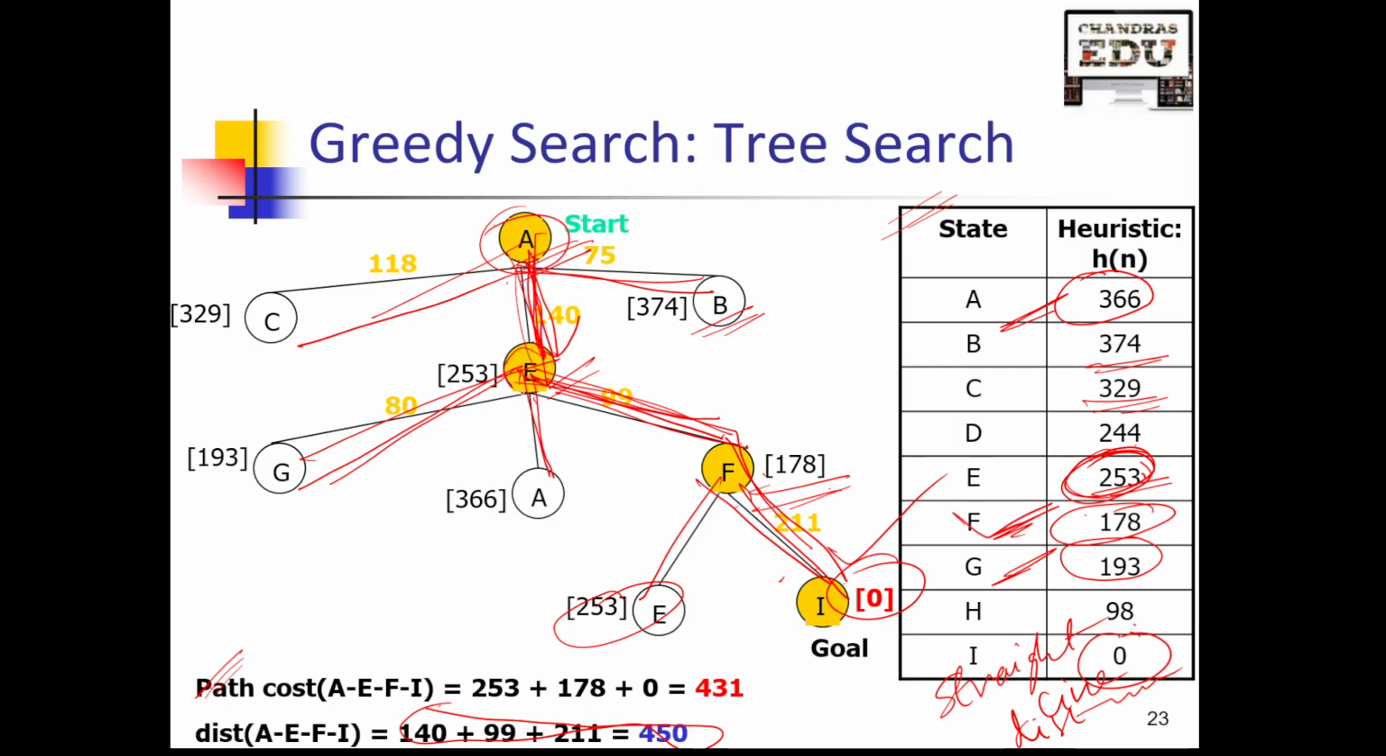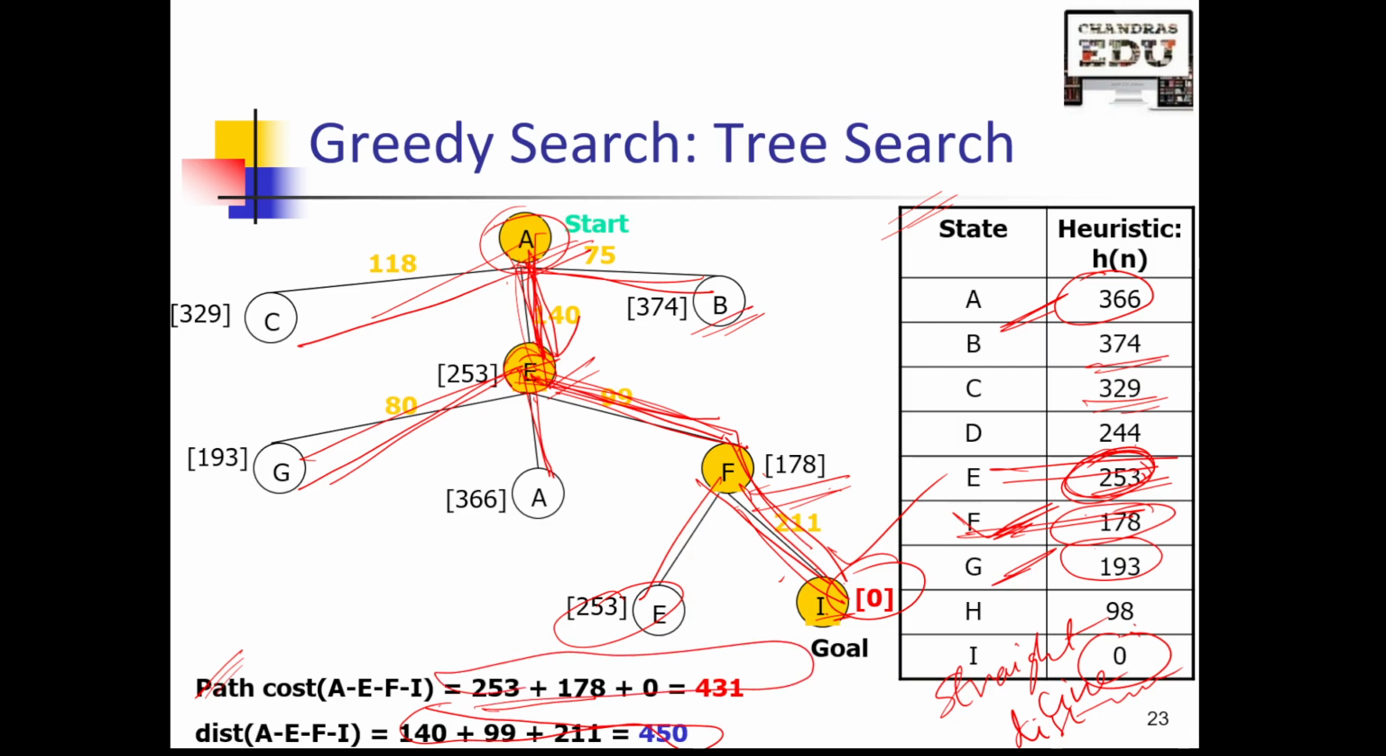So we consider the straight line distance from E, which is 253. Next it has passed to F, where the straight line distance is 178. And lastly it has reached I, where the straight line distance is 0. If we sum all this up, we get 431.